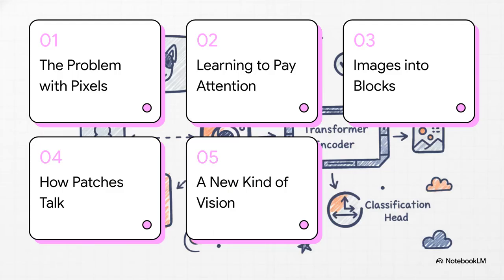All right, so here's how we're going to tackle this. First, we'll look at the problem with the old way of doing things. Then we'll get into this really cool idea of attention. After that, we'll see how images get turned into little building blocks. And then the magic part, how those blocks talk to each other. Finally, we'll see what this all adds up to, a brand new way for computers to see.